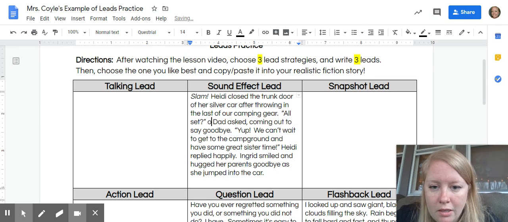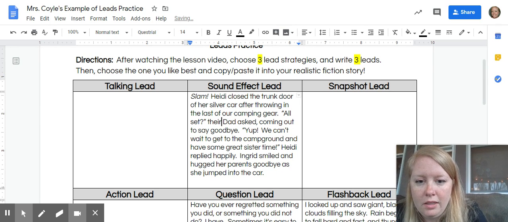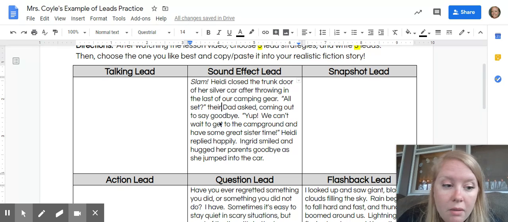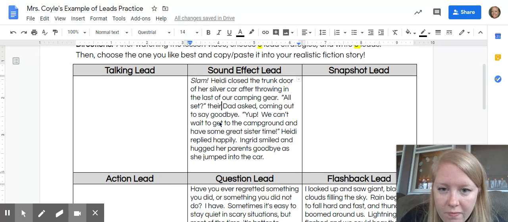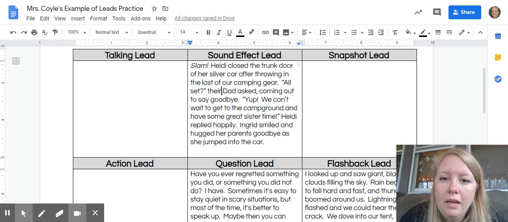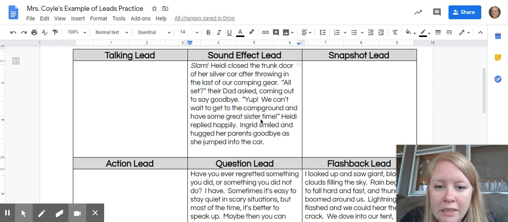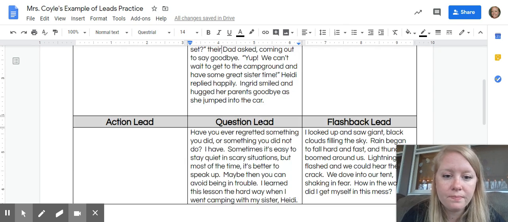I realized I wrote "our." I should have said "there" because it's not written in first person. But that's okay because it's okay to go back and check it. All right, so I talked about the slam and then just talked about getting ready to go. So I'm introducing the story. We know they're sisters and they're about to go camping.